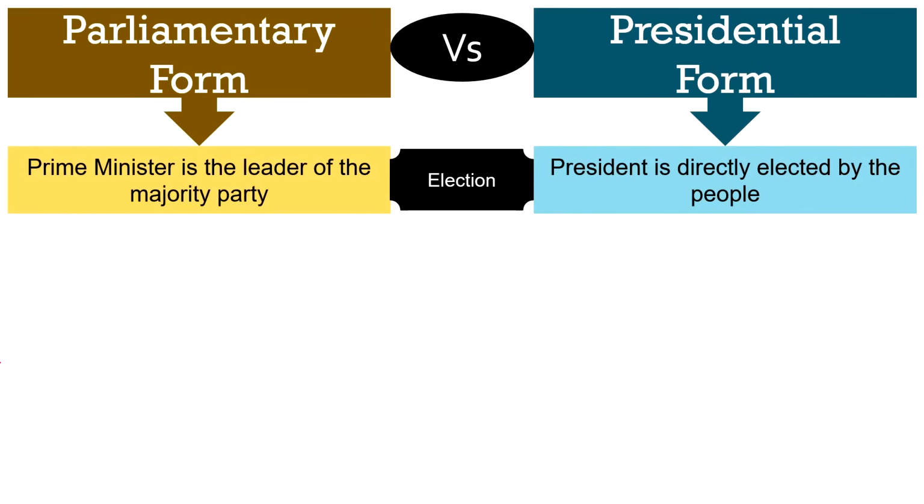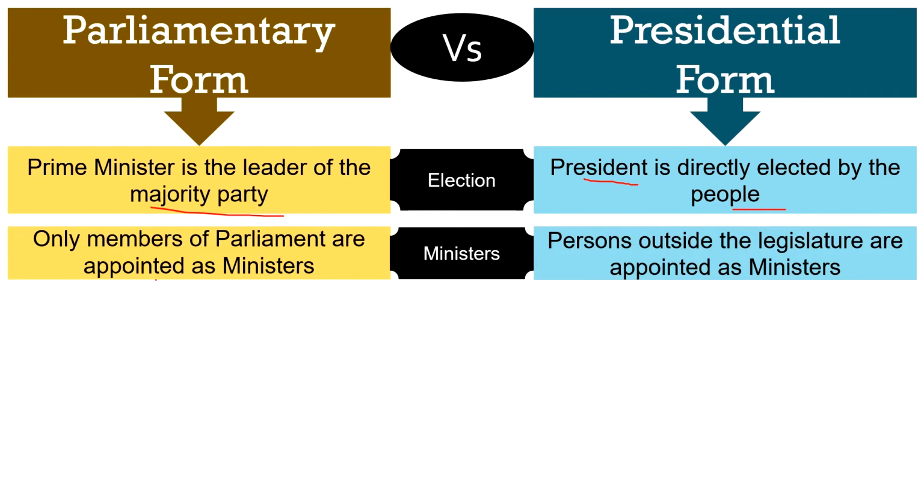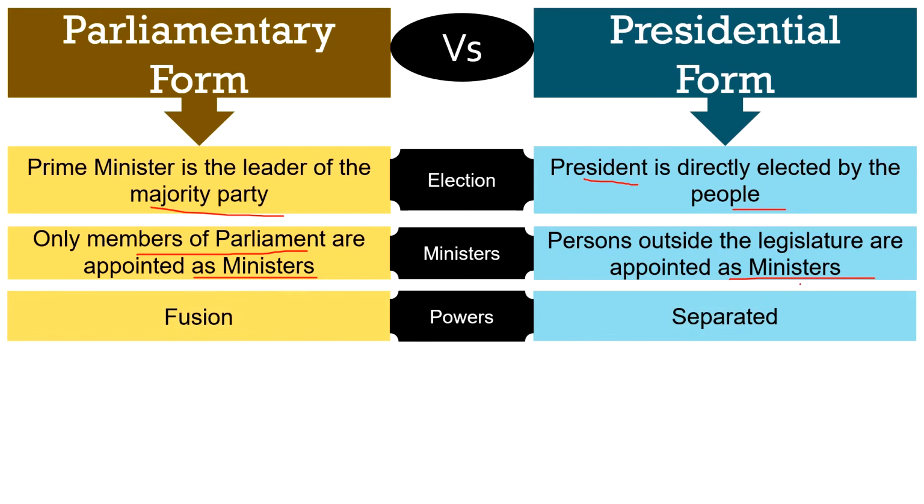Next, election. In parliamentary form of government, the head of the government, that is the Prime Minister, is the leader of the majority party, whereas in case of presidential form of government, the head, that is the president, is directly elected by the people. Next, ministers. In a parliamentary system, only members of parliament are appointed as ministers, as against in a presidential system, persons outside the legislature are appointed as ministers.